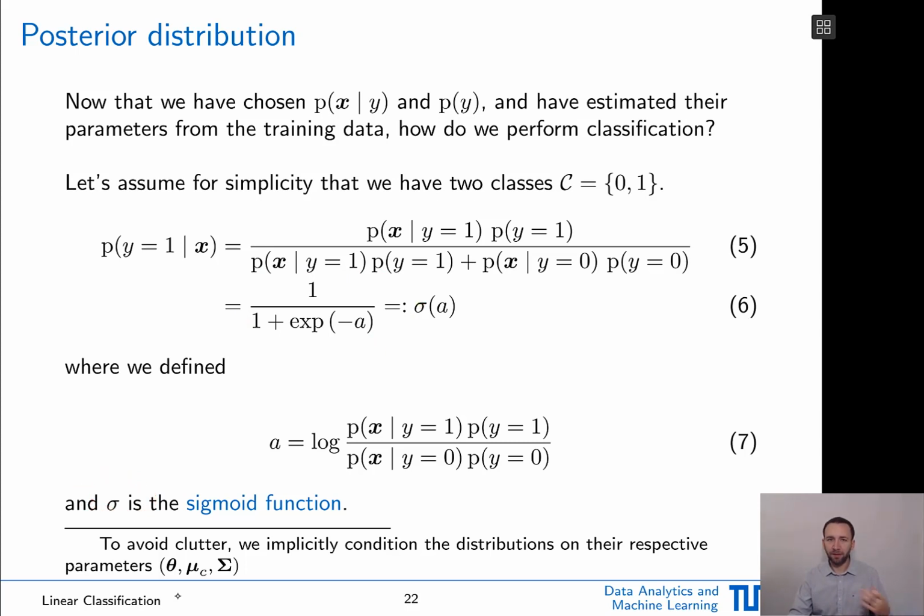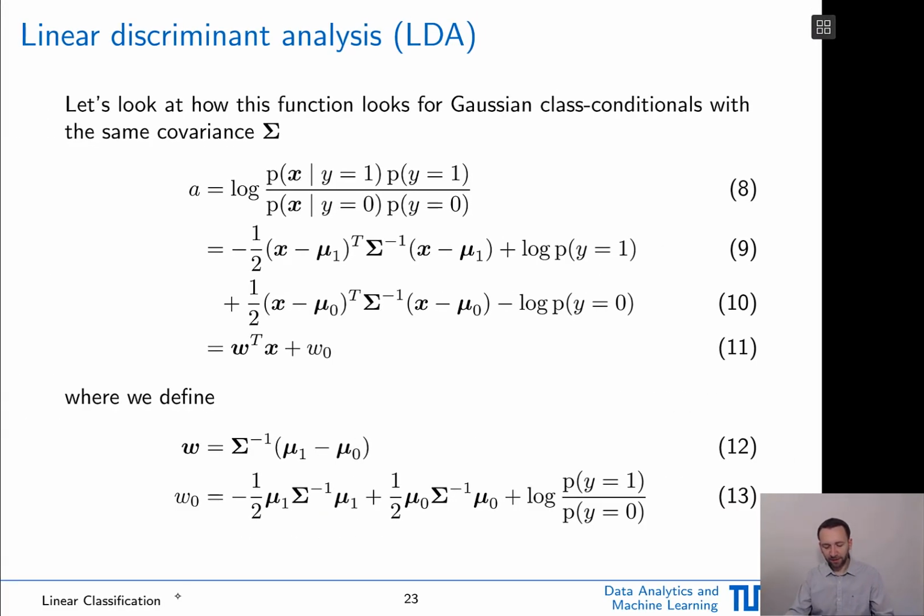So 1 divided by 1 plus e to the power of minus the argument. Okay, so what we see is that the probability of class 1, or that the data sample x is labeled as class 1, this probability is simply like applying the sigmoid function to this term a, to this log ratio term. So this is, so to say, the model we are using to make our prediction, the sigmoid of this a term.